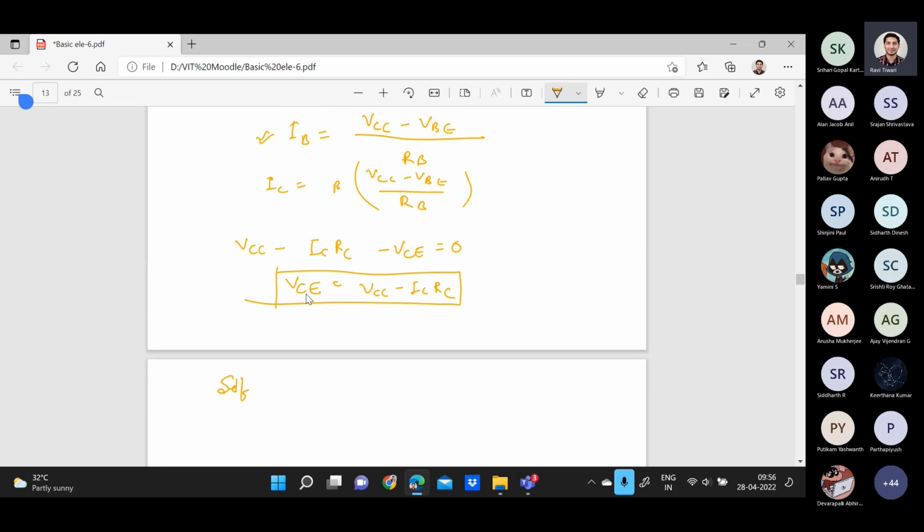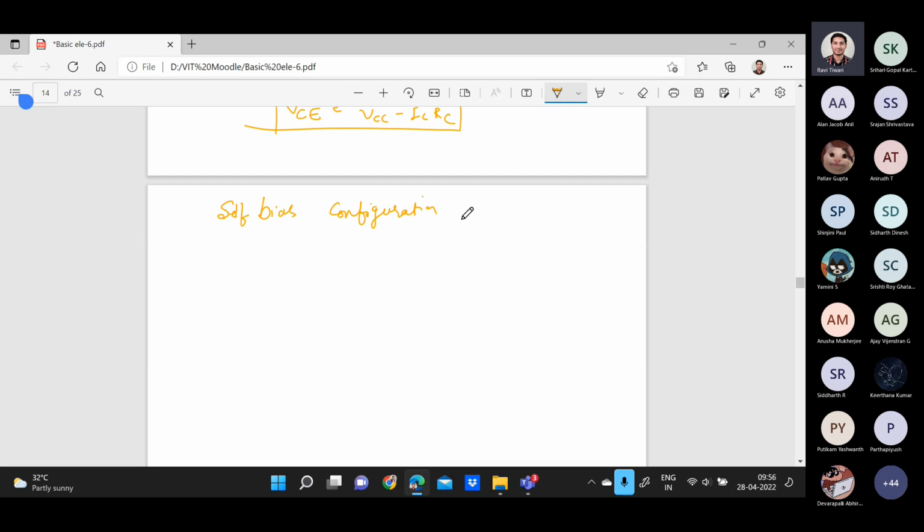So now you see the self bias configuration. Self bias configuration is similar to the fixed bias configuration. Only one change you will get. What is that? In case of fixed bias, we were not having any resistance in the emitter region, but here you will get the resistance across the emitter region, and RB is also there in the IB region like this.